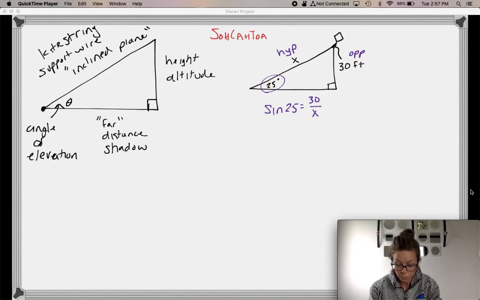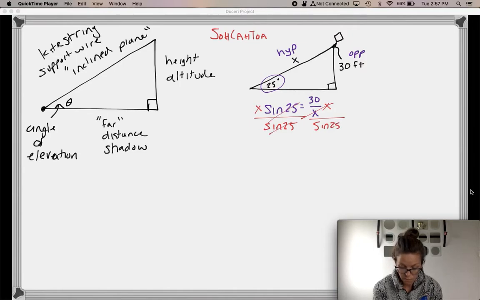Okay, so now we want to solve it. To solve it, I'm going to multiply both sides by x. That cancels the fraction, but it does not get the x alone. So now I'm going to divide by sine of 25, and I'm going to type into my calculator 30 divided by sine of 25. And that gives me 70.986.